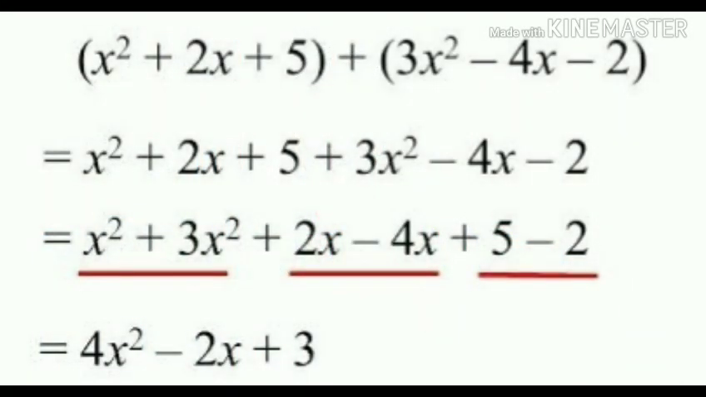This is the easiest example on how to add polynomials. First, as I said earlier, you need to combine like terms. So it will become x squared plus 3x squared plus 2x minus 4x plus 5 minus 2. So the final answer is 4x squared minus 2x plus 3.